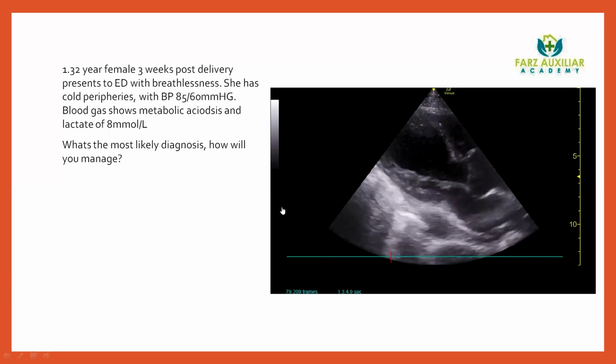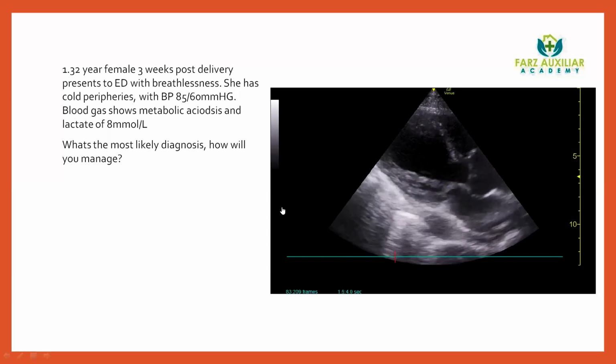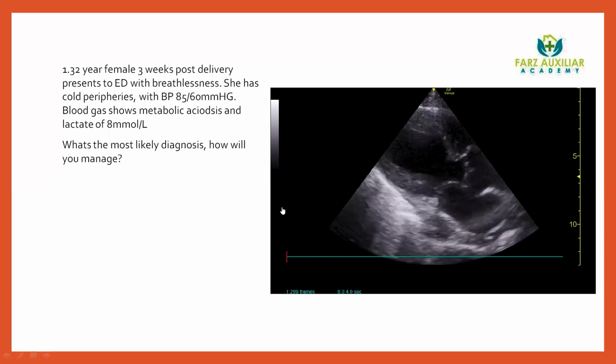32-year-old female, 3 weeks post delivery, presents with induced breathlessness. She has cold peripheries and BP 85 by 60. Blood gas shows metabolic acidosis and lactate of 8. What is the most likely diagnosis? How will you manage?